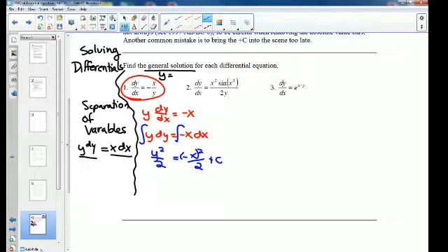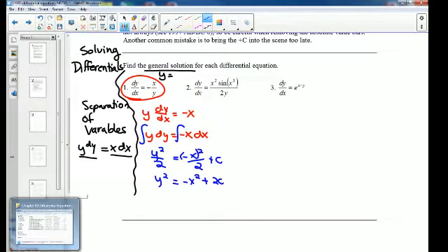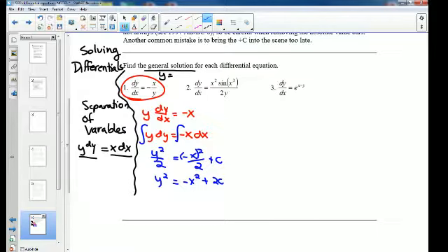Now you need to solve for y equals. So multiply by 2, right? Do I need to put 2c? If I'm being mathematically proper, I should put 2c, but it doesn't matter, because it's still just some unknown number. And then square root it. Don't forget your positive or negative, you get dinged for that. Okay, there's your general solution.